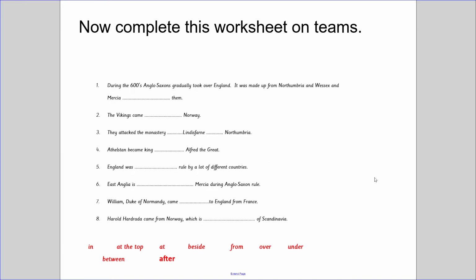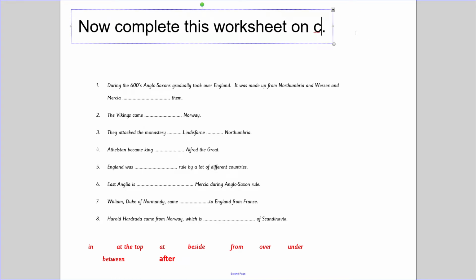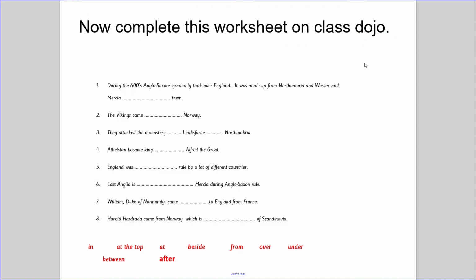So what you'll do now, I've written the wrong thing. I've written Teams. I meant Class Dojo. Let's just fix that now. There we go. So, you're now going to go onto Class Dojo. There is a worksheet for you to complete. There are various different sentences about the Vikings, and there is a choice of prepositions to use. You need to try and use each preposition once.